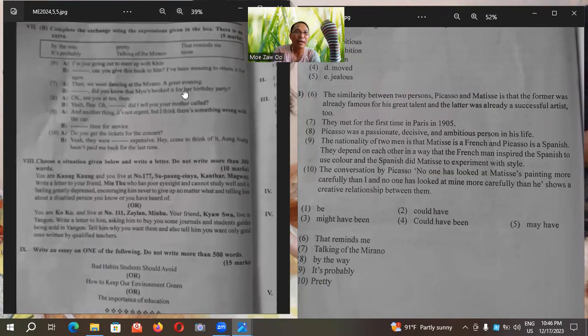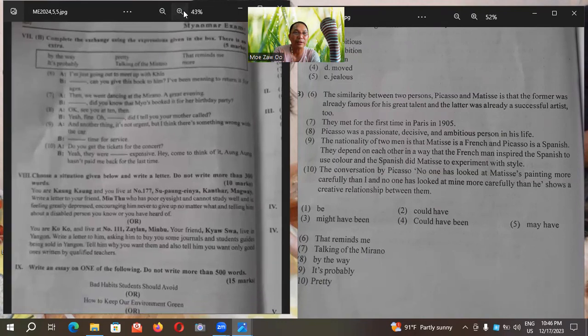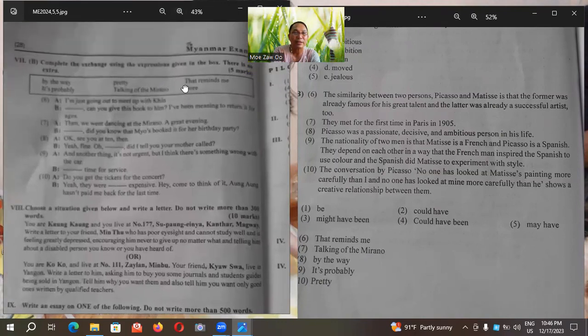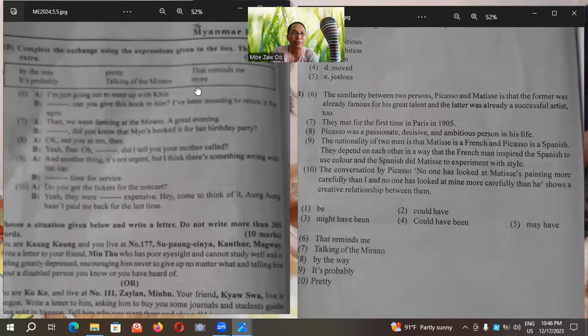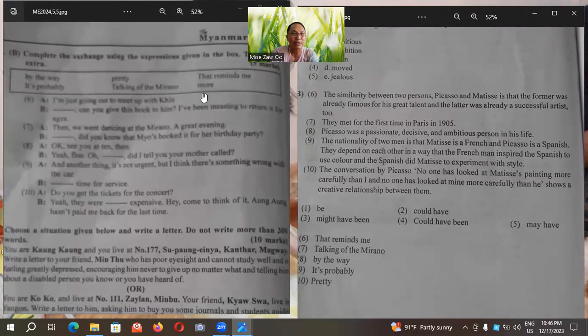Complete the exchange with the expressions given in the box. There is an extra. By the way, that reminds me, it's probably talking of the Mirano. I'm just going out to meet up with Kim. That reminds me. Can you give this book to him? I've been meaning to return it for ages.